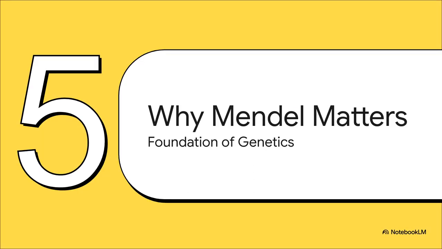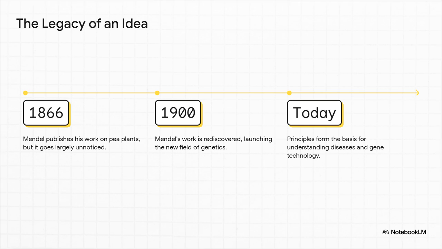So think about how far we've come. We went from just noticing families look alike to building these complex models that predict the future. But why are we still talking about a monk and his garden from the 1800s? Why does it matter? That's what we're going to cover in our final section. You know, what's crazy is that when Gregor Mendel published his work, nobody really got it. It was so revolutionary that it was basically ignored for over 30 years. But when scientists rediscovered it in 1900, it was like a bomb went off. It launched the entire field of genetics.